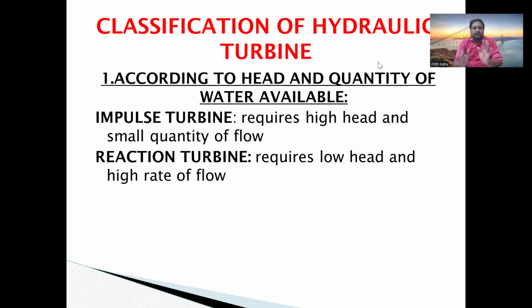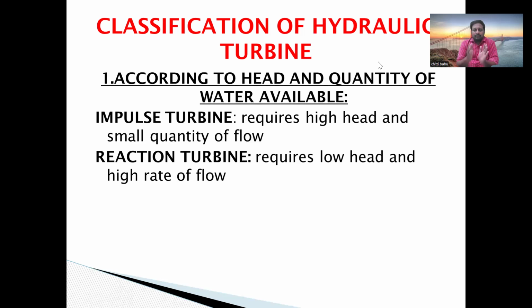In impulse turbines, the available energy at the inlet of the turbine is only kinetic energy. The pressure energy will be considered as atmospheric pressure. The kinetic energy will be converted into mechanical energy in the case of impulse turbines. Here we are using nozzles. In the case of reaction turbines, they require a low head and a high rate of flow.